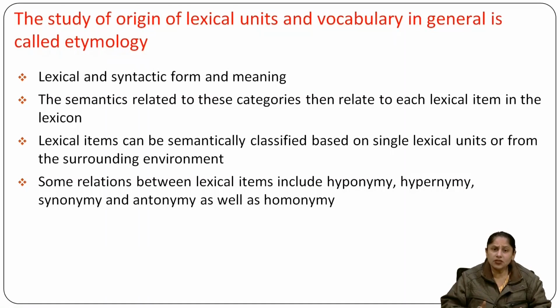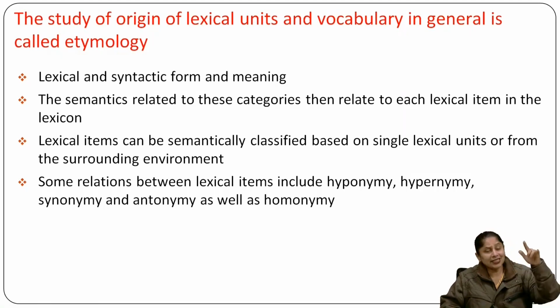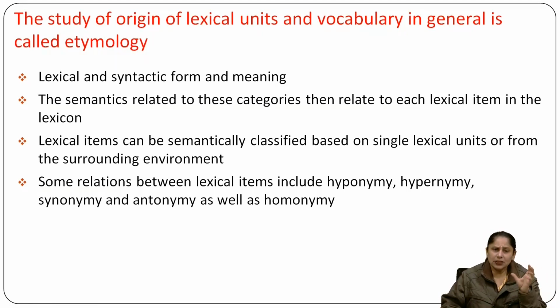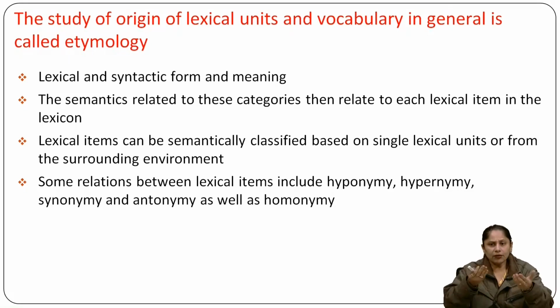Lexical items can be semantically classified based on single lexical units or from the surrounding environment. As for example, you take a word, you may have to check whether it is a single lexical unit, meaning it has a single lexical meaning, or it has multiple kinds of meanings. So you have to study that with the surrounding environment, and that's why here there are categories which are given in front of you.